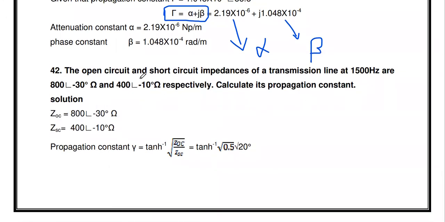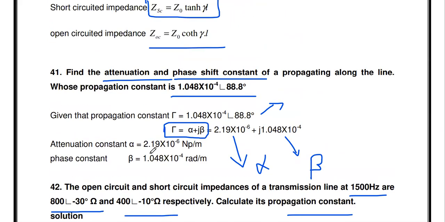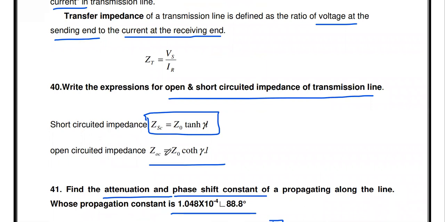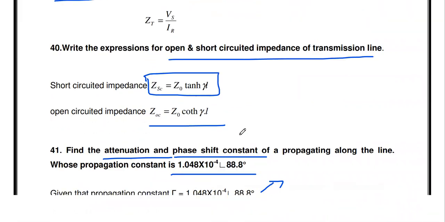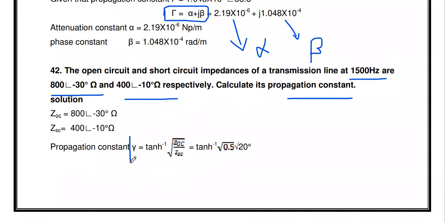And the next question: the open circuit and short circuit impedances of a transmission line at 1500 hertz are 800 with angle -30 degrees and 400 with angle -10 degrees. Calculate its propagation constant. Here ZOC and ZSC are given, and we have to find the propagation constant. If ZSC and ZOC are given, how do we calculate the characteristic impedance? If we multiply them and take the square root, we get it. Similarly, the propagation constant equals tanh inverse of the square root of ZSC by ZOC, so you just substitute ZOC divided by ZSC.